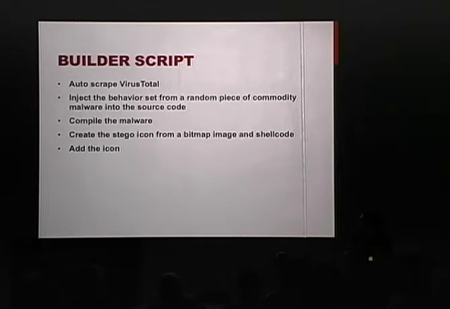We also have another script, our builder script, that puts everything together. It takes a random behavior set from that JSON object and shoves it into our malware source code. It then compiles the malware, and you can also specify what you want the icon to be and what you want the shellcode to be. Then it will stego that icon, shove it into the resource section, and then you have your super evil binary that you can do what you want with.